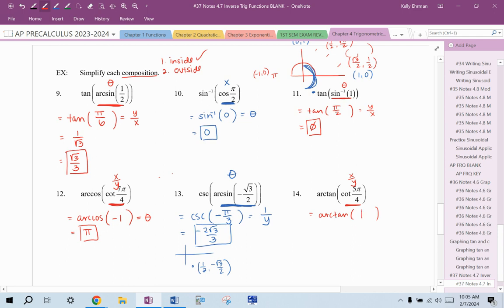So now we're looking for what's the arctangent of 1. All right, remember that's an answer for theta. That's an angle. So what angle makes arctangent 1? Pi over 4.